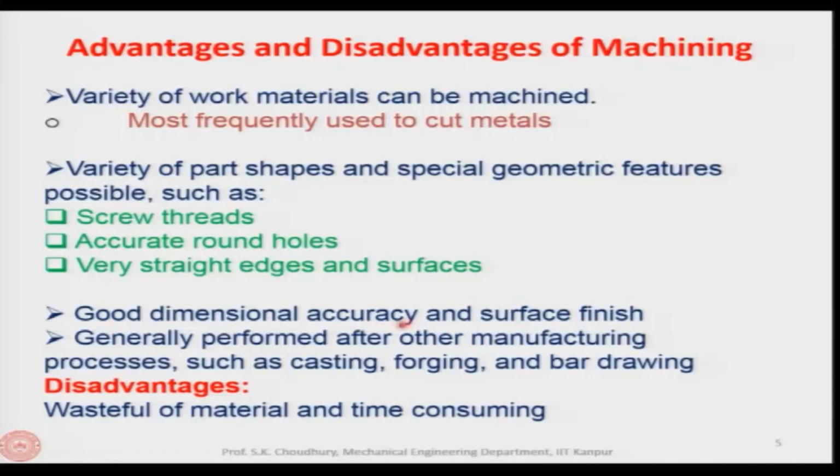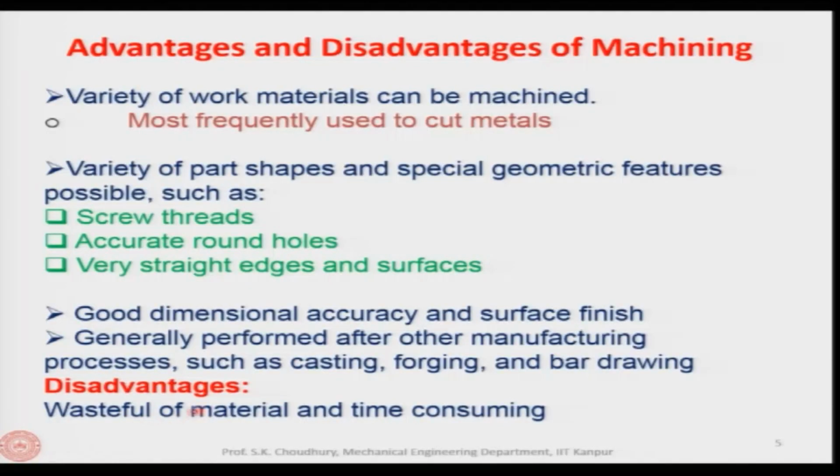Good dimensional accuracy and surface finish, which is a very special characteristic of machining, which may not be possible to get through casting or through metal forming. It is generally performed, as I said already, after other manufacturing processes such as casting, forging and bar drawing to get better surface finish, straight edges and so on.